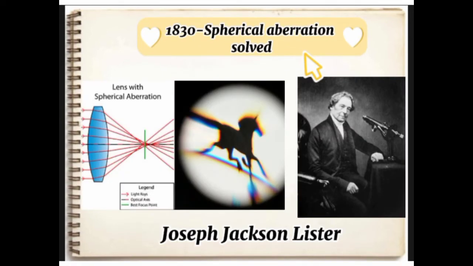1830s, spherical aberration solved. Joseph Jackson Lister reduced spherical aberration, which produces a perfect image, by using several weak lenses together at certain distances to give good magnification without blurring the image.